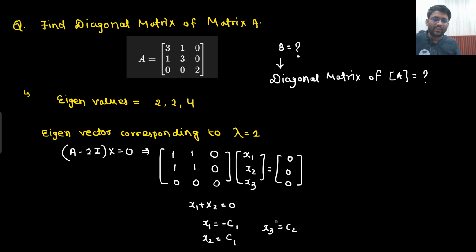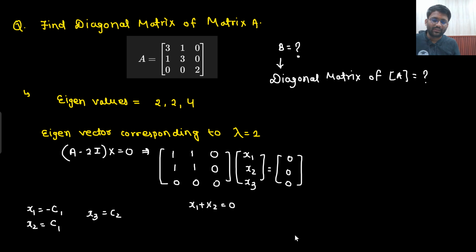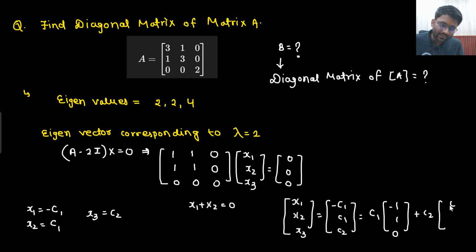So this is the solution of the equation. You are comfortable enough in finding the solution. So what will be the solution vector? The solution vector x1, x2, x3 that you will get is minus c1, c1 and c2. So I can write this as c1 times (minus 1, 1, 0) plus c2 times (0, 0, 1). Okay, so this is our solution vector.